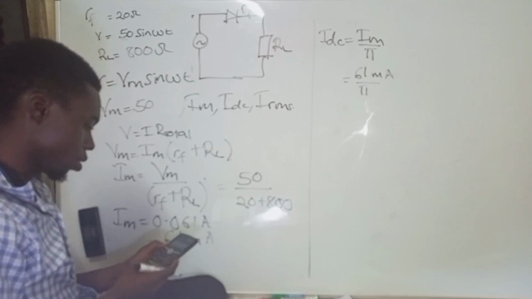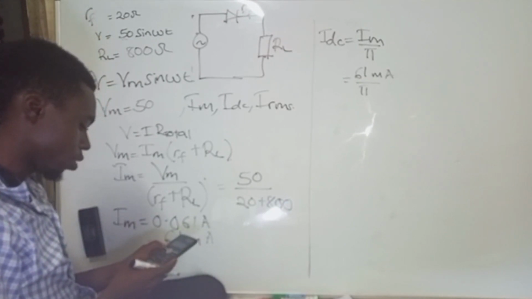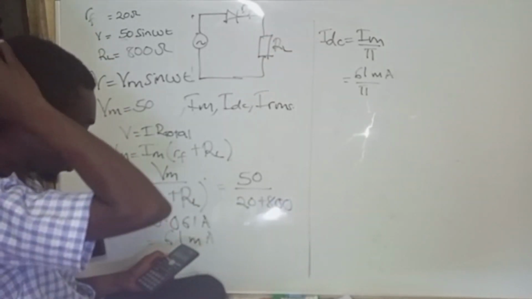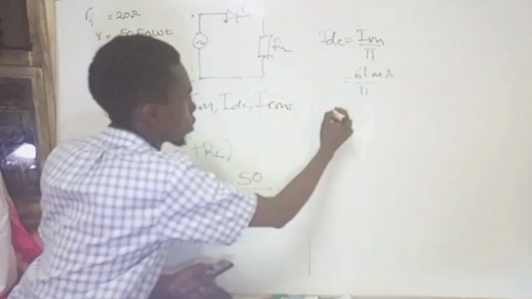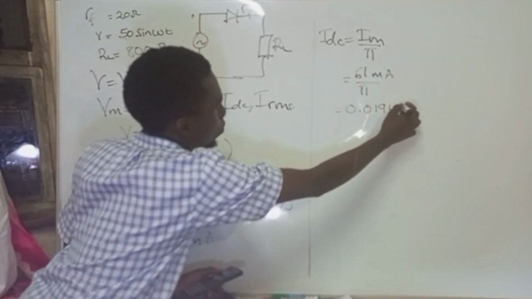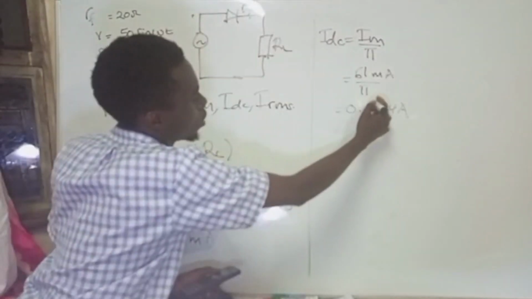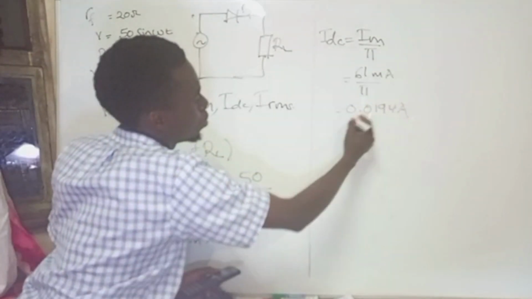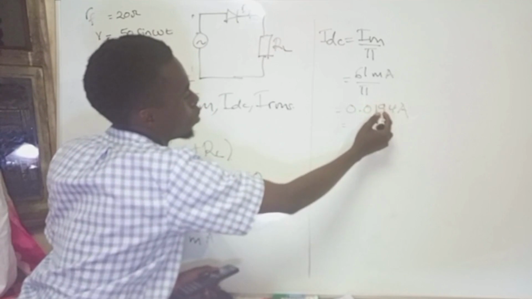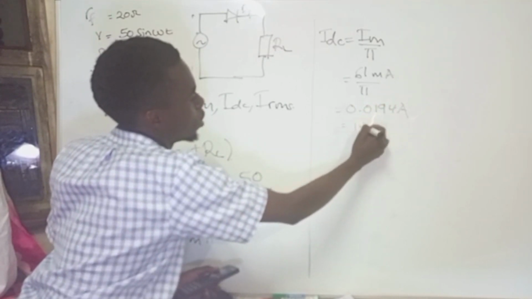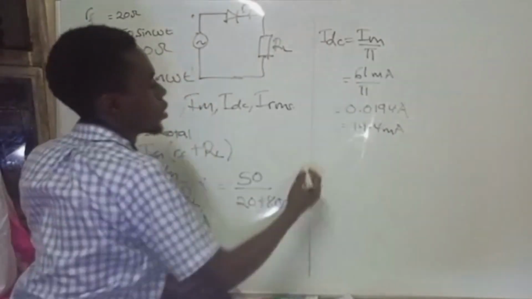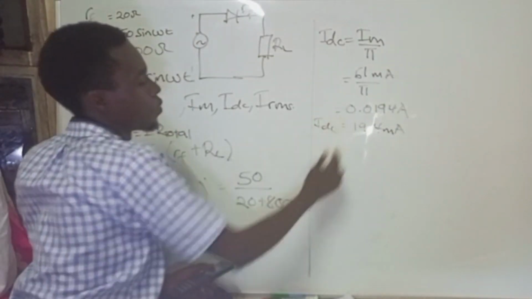So when I do that, 61 milli divided by shift pi, it is giving me 0.0194, which equals 0.0194 amperes. When you take it the other side, 3 times you multiply by 10 power negative, 1, 2, 3. So it will be 19.4 milliamperes, and that will be the DC value of the current.